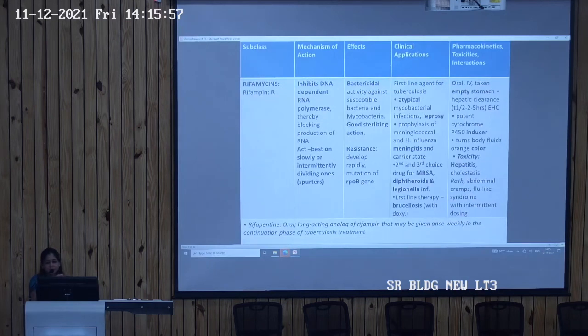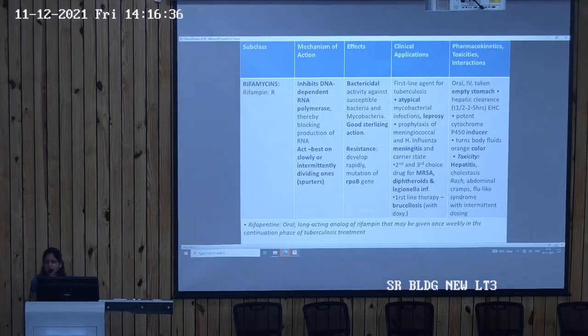Then we come to rifampicin, which is a semi-synthetic derivative of rifamycin. The mechanism is that it inhibits the DNA-dependent RNA polymerase enzyme. So it inhibits the transcription of proteins. Protein synthesis will ultimately be inhibited because transcription is inhibited. mRNA will not be formed, so protein synthesis will be inhibited, and it acts best on the intermittently dividing bacteria that are known as spurters.